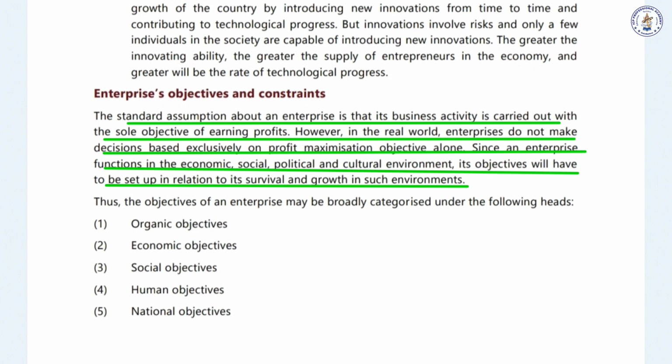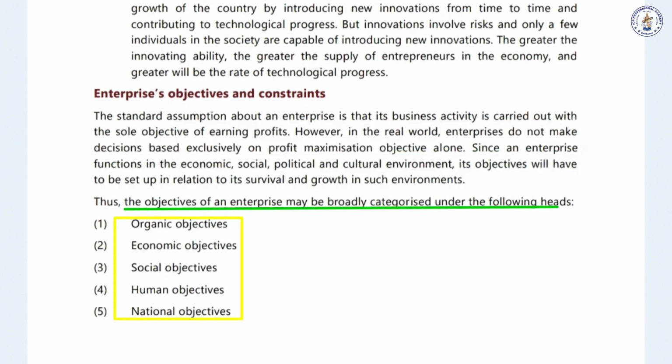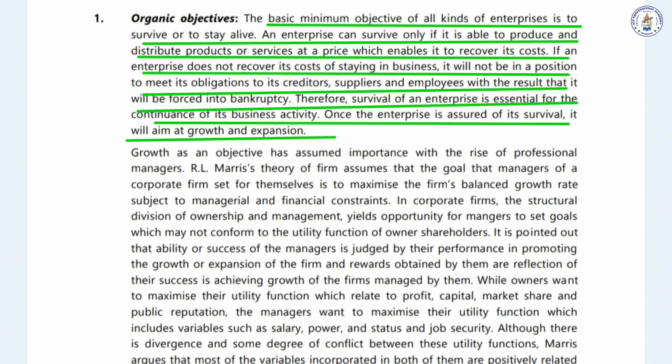What are the other objectives? Because enterprises are in an economy which is changeable, or which has to face political, economical, social and cultural environments, and it has to survive and grow along with it, its objectives can be classified into five, namely organic, economic, social, human and national objectives. Let us now see one after the other. First one is organic objective.